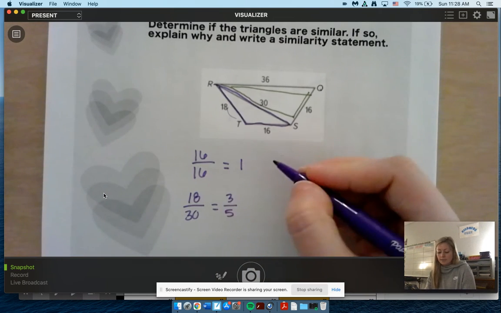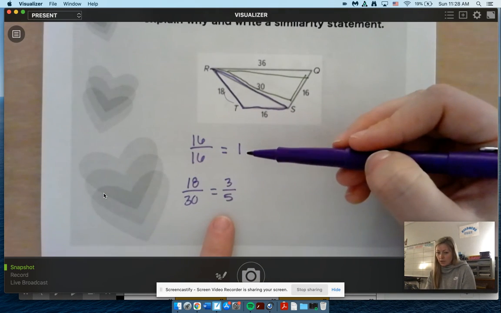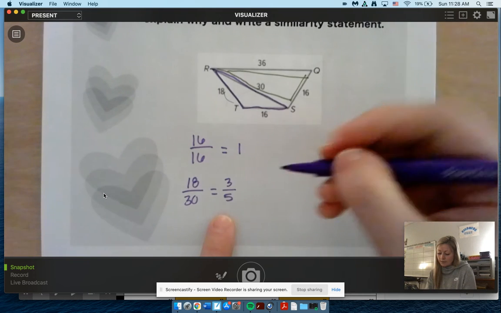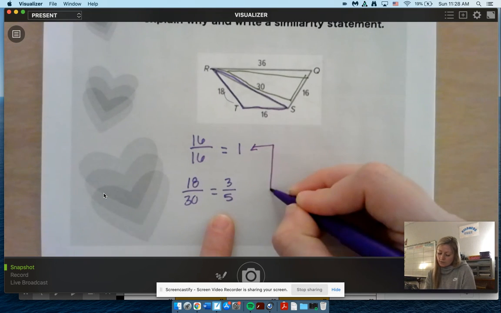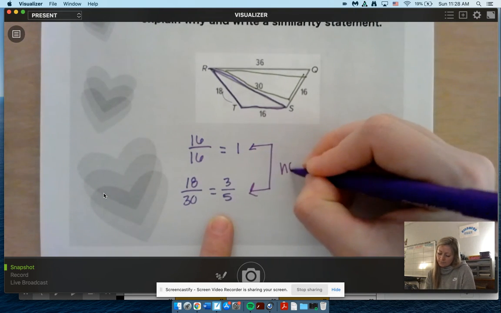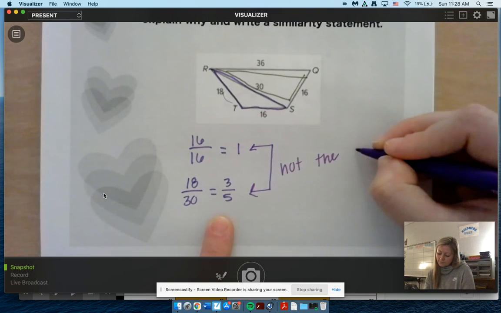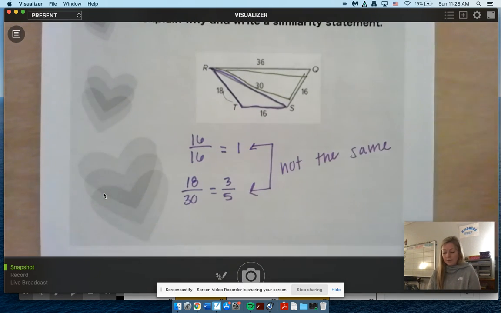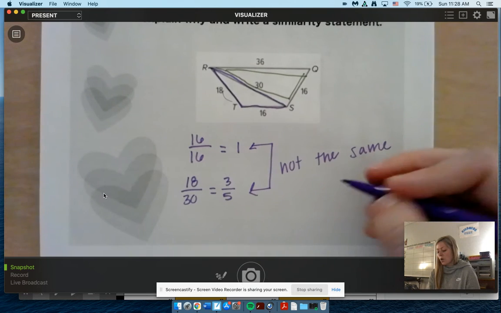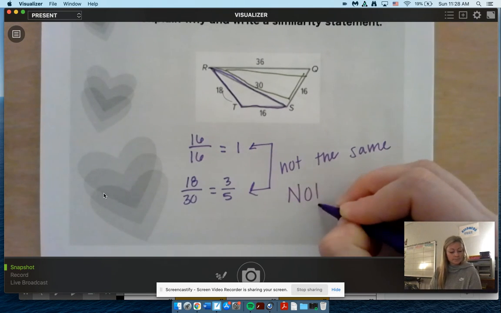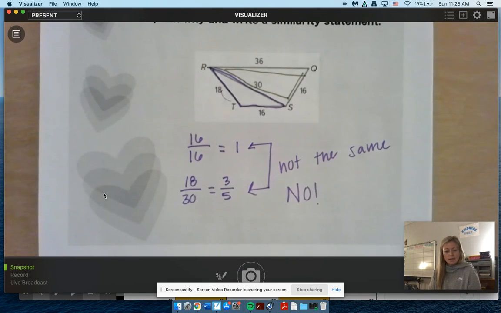Ooh, you guys, did we get 1? No, these have different scale factors, so not the same, and we needed them to be. So since they're not the same scale factor, this would be no, not similar.